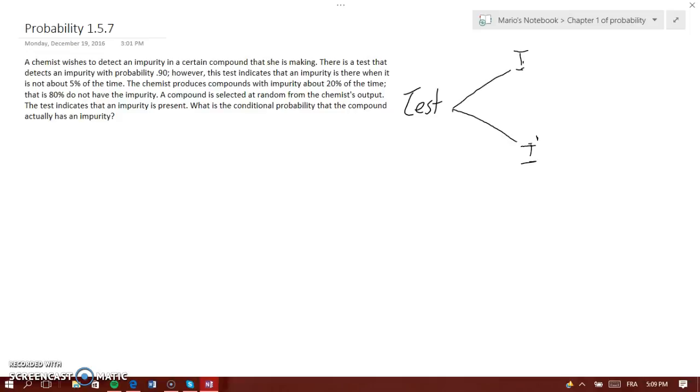It says that if it has an impurity, it finds it about 90% of the time. So if it's positive, then 0.9 they will find it. That means when it's negative, it's going to be 0.1. Now it says that when it doesn't have an impurity, it says it's positive about 5% of the time, so 0.05. So when it's negative, then it's 0.95.